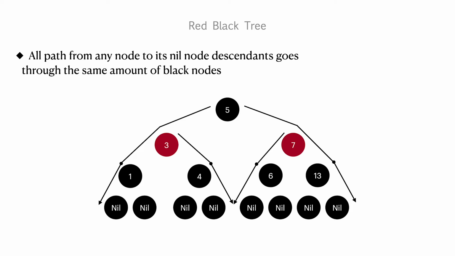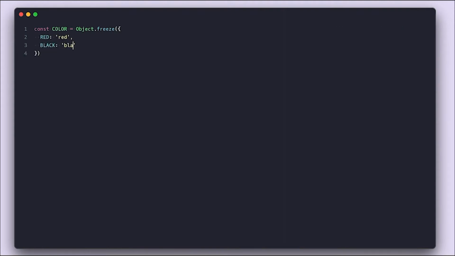Now with this knowledge, let me show you how to implement this tree using JavaScript to further illustrate how awesome this tree is. Since this tree relies on color, I'll first create a frozen object with 2 colors I can use for this implementation. One thing I'll do differently from my previous AVL and binary search tree implementations is create a node class, which I'll call RedBlackNode.